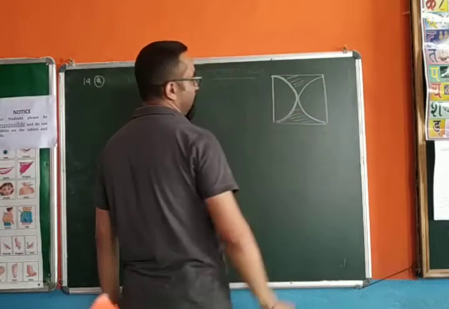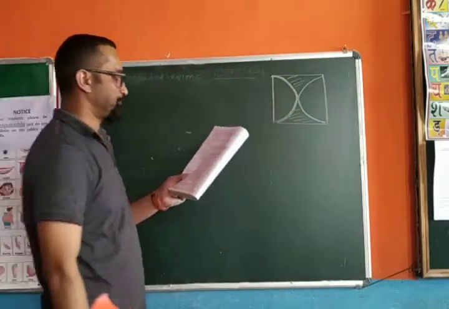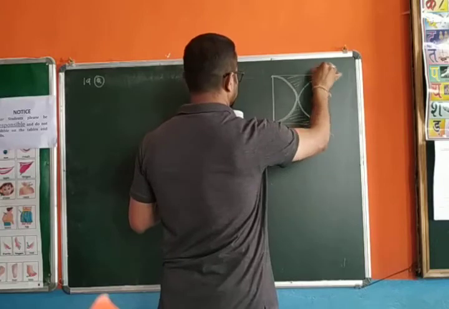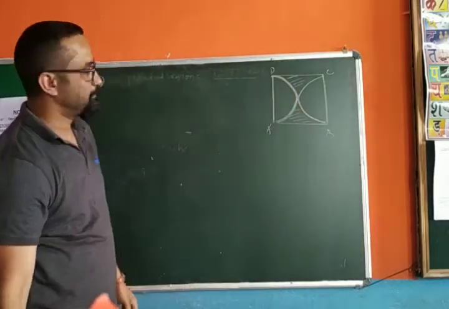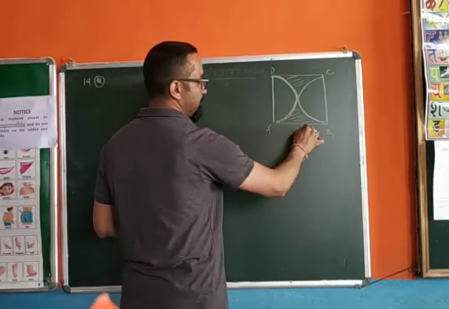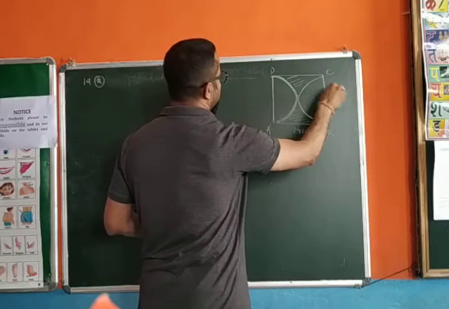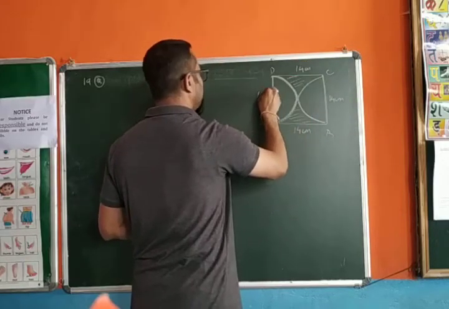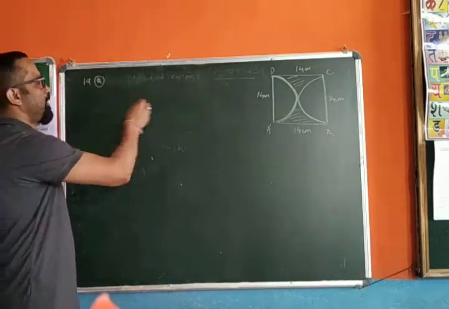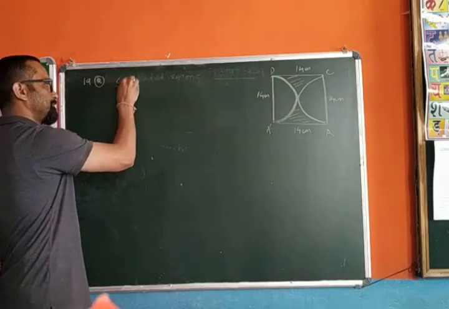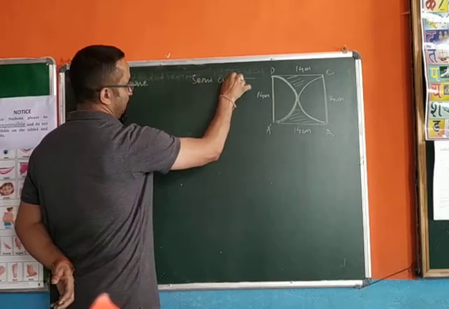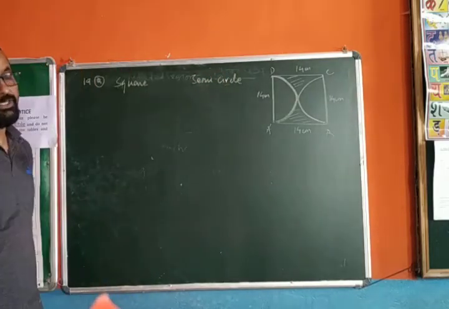Question says calculate the area of the shaded region and the perimeter of ABCD. Look at this question. Side of the square is given as 14 centimeter. When you solve a sum based on a figure, separate the square and the semicircle. Write down their dimensions, it will be easier.